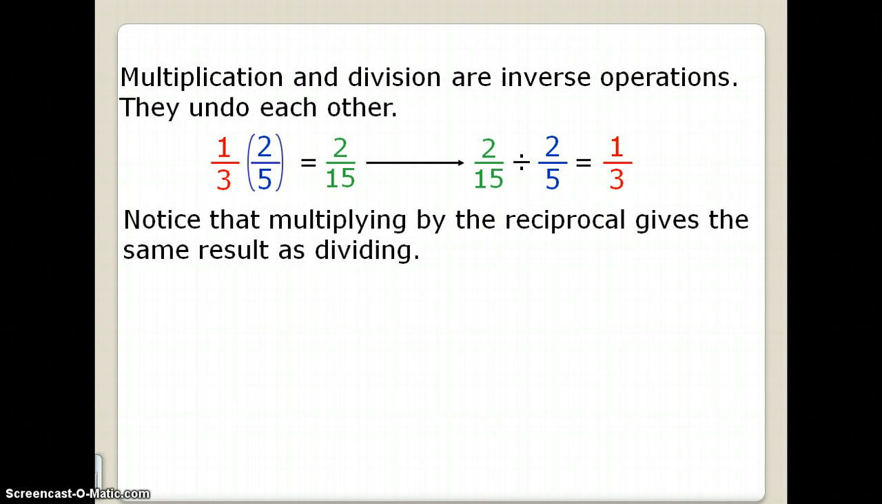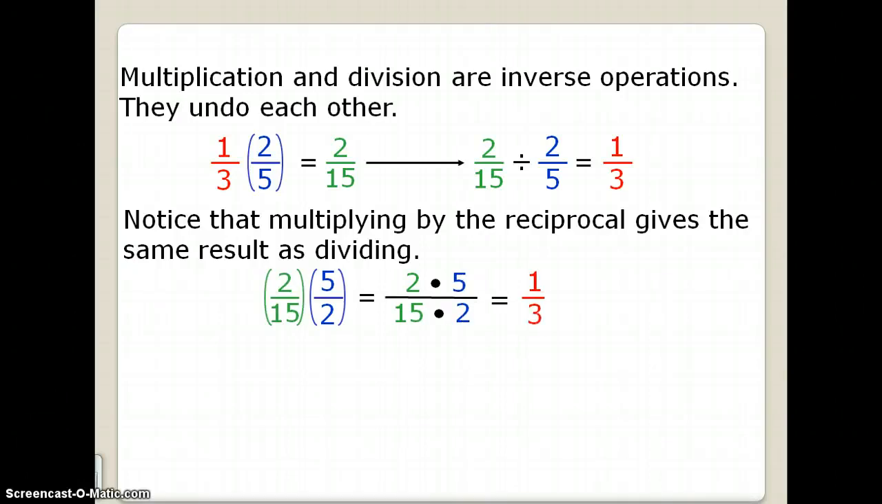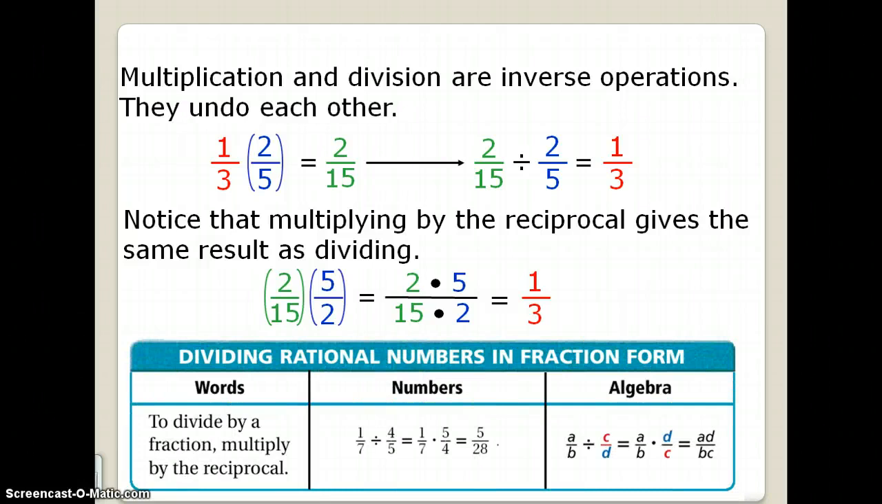The reason we show this is that we can also see that multiplying by the reciprocal gives the same result as dividing. So 2/15 times 5/2 is also 1/3. Because division doesn't always come out nicely, sometimes we get decimals within fractions, we instead use the method of multiplying by the reciprocal, which means that we will never be dividing numbers when we're dealing with fractions.